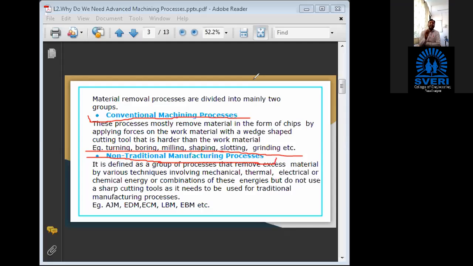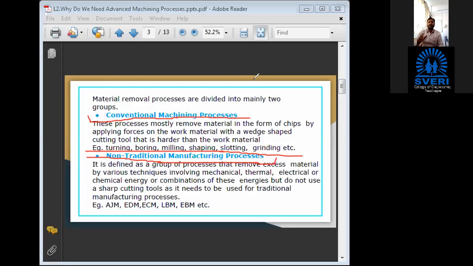It is defined as a group of processes. Once again, I will repeat: it is defined as a group of processes that remove excess material. It is a group of processes. It is not an individual process, it is not one process. It is a group of processes that remove excess material by various techniques.